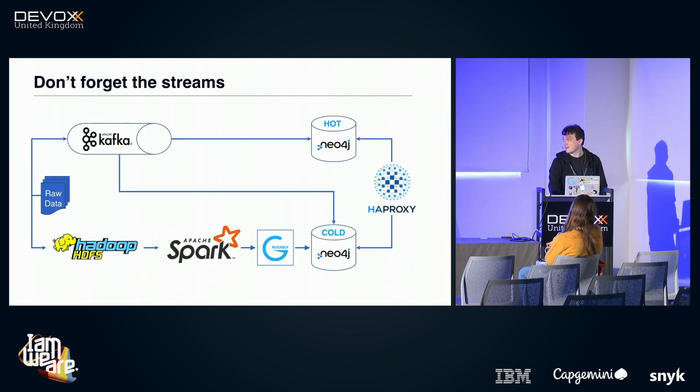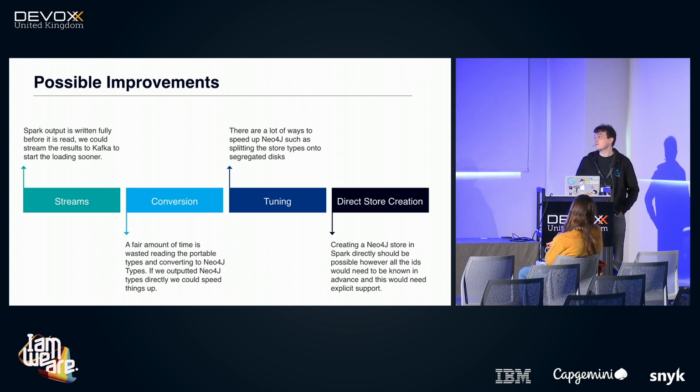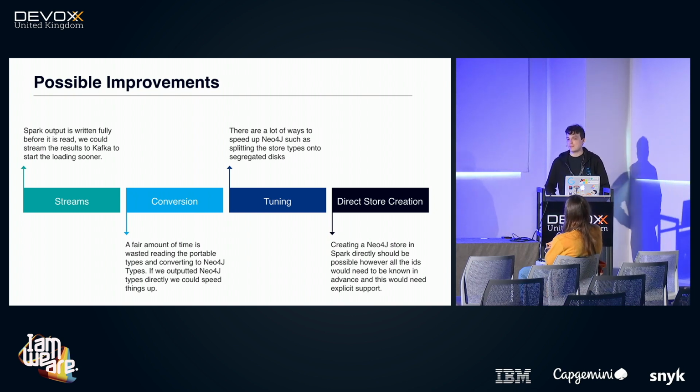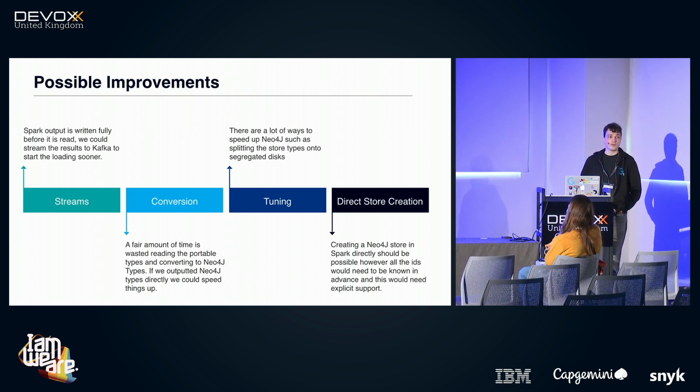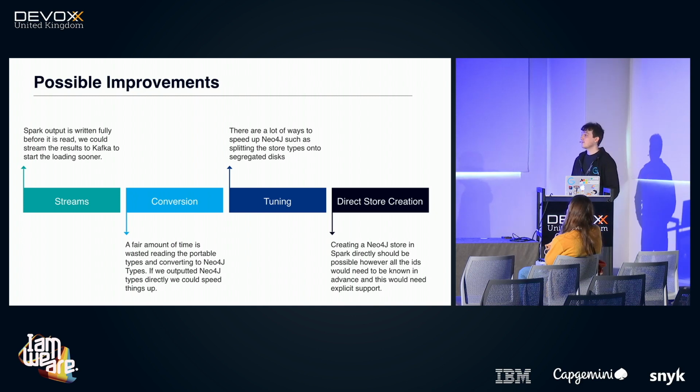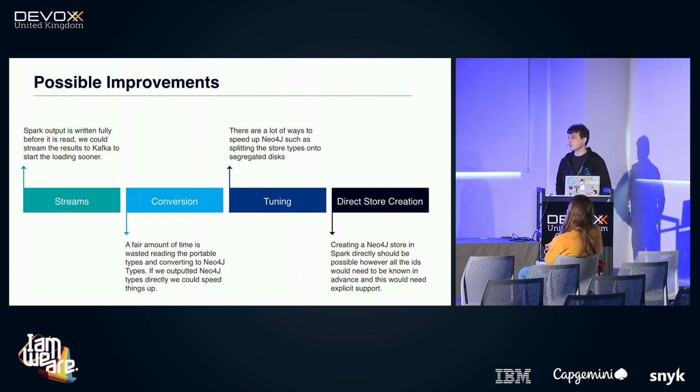Sorry about that. Yes, so improvements that we could make. There's still some improvements that can be made to this system. In particular, at the moment, we write the whole thing before we start reading it. If we skip that step and simply wrote it to Kafka, which is already in the system, then we'd be able to start that loading process sooner.